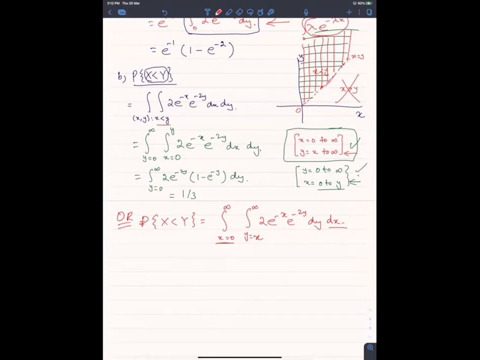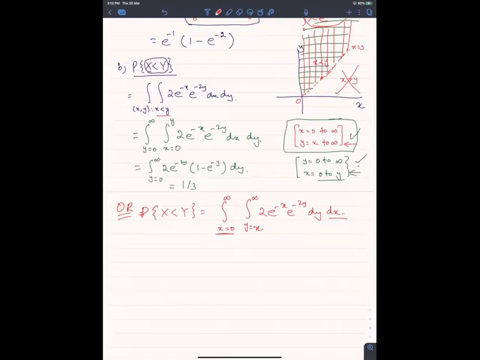वो आपके पास एक फाइनाइट आंसर आना चाहिए x और y के टर्म्स में.